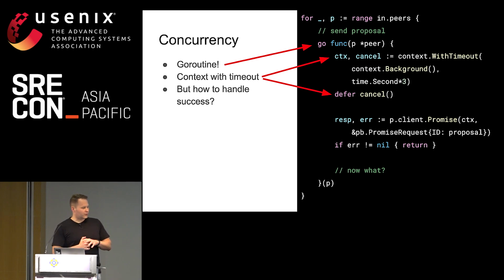If you look at the code, we can see that I issue the promise request, and then there's a comment, now what? I was stuck there because now I need to count all the yeses or the nos that come in, but I can't count them in the Go routine because the Go routine only sees this one request. And once the Go routine exits, the value is lost.